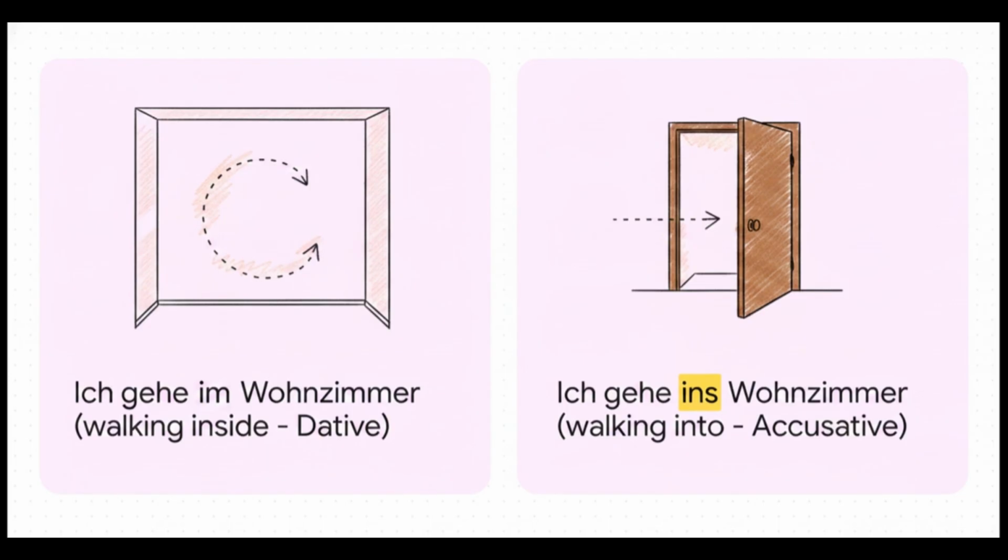For example, "ich gehe im Wohnzimmer" means you are just pacing around inside the living room. Your location is fixed to that one room. That's dative. However, "ich gehe ins Wohnzimmer," which is in plus das, means you are actually crossing the threshold from the hallway into the living room. The living room is your new destination, and that is accusative.